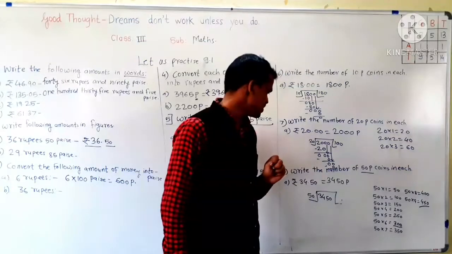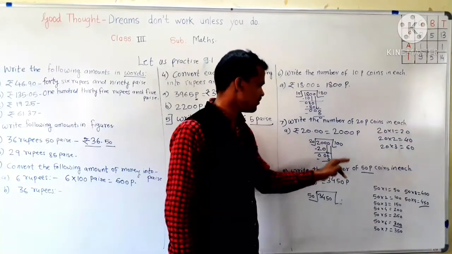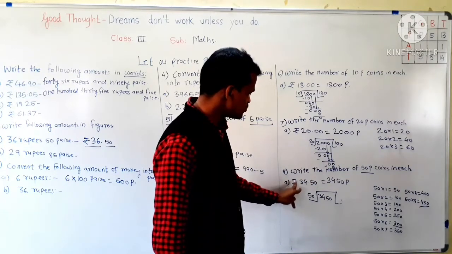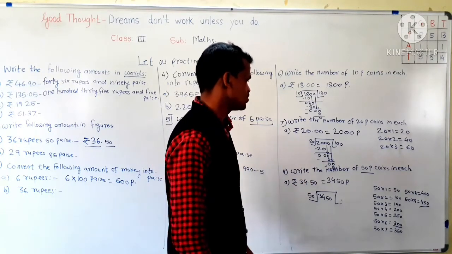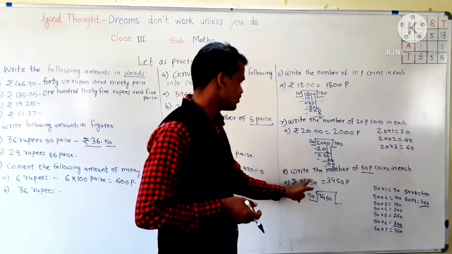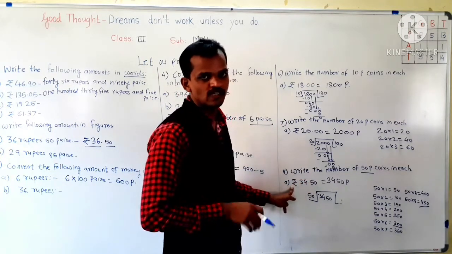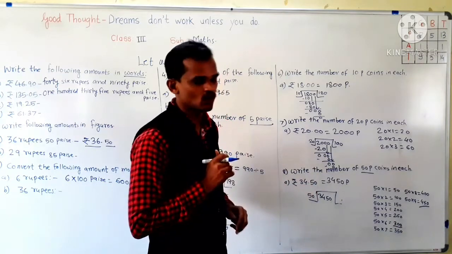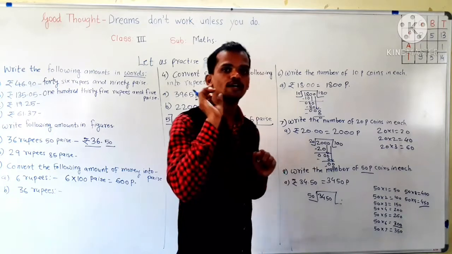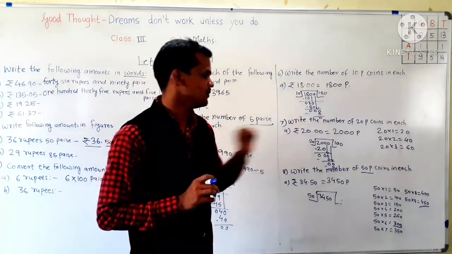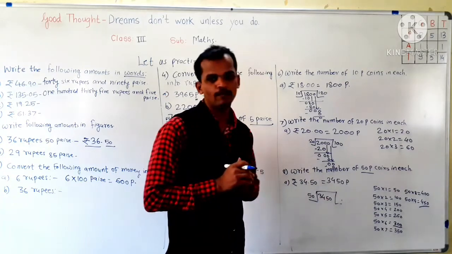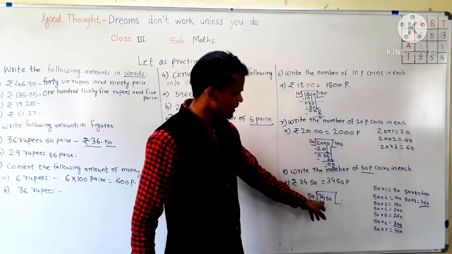Then question number 8, write the number of 50 paise coins in each. So the amount is rupees 34.50. So first convert that amount into paise. Remove the point and remove this rupees sign, so you will get that amount in paise. So 3450 paise. Now divide that amount by 50. So 3450 divided by 50.